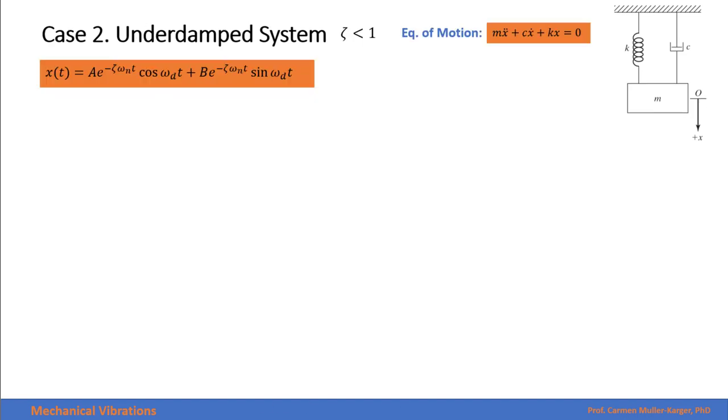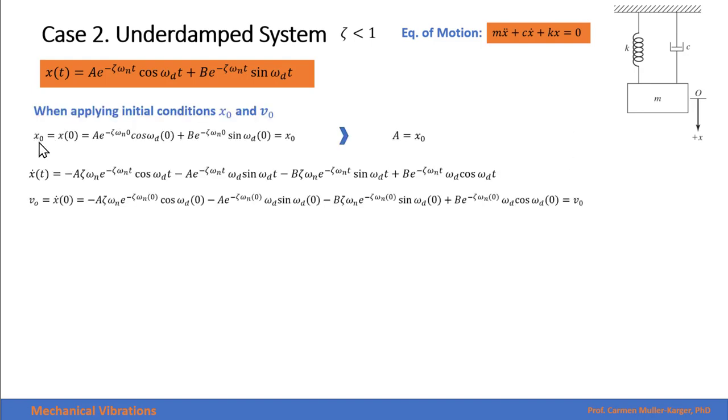Now, to find the values of A and B, again, we have to relate those constants with the initial conditions that we applied to the system. That will be an initial displacement and an initial velocity. We substitute the initial displacement when time is equal to 0. You know that sine of 0 is 0, so only this term is valid, and cosine of 0 is 1. Therefore, from this equation, we get that A is equal to x sub 0.